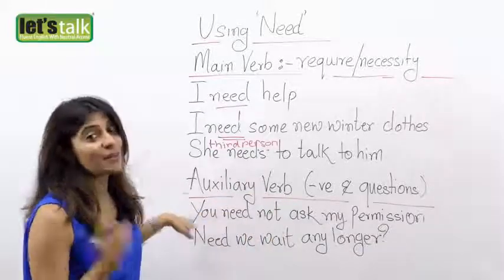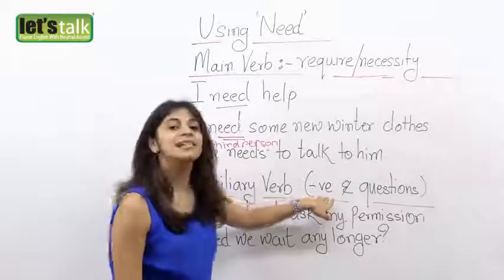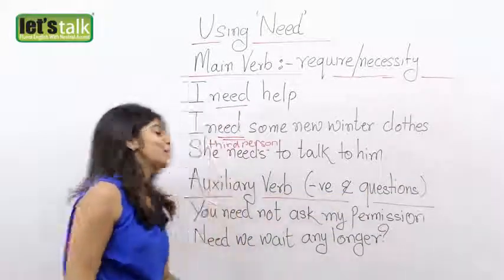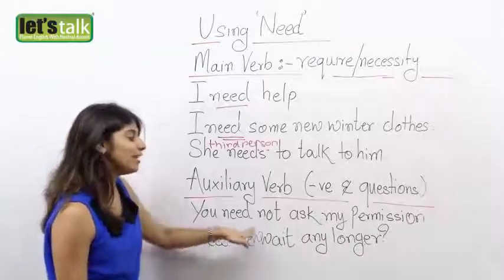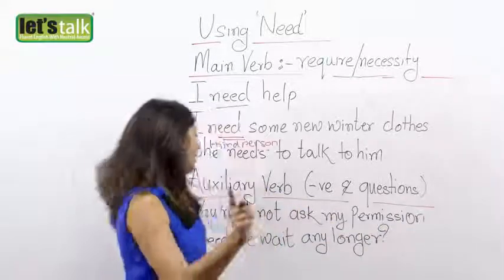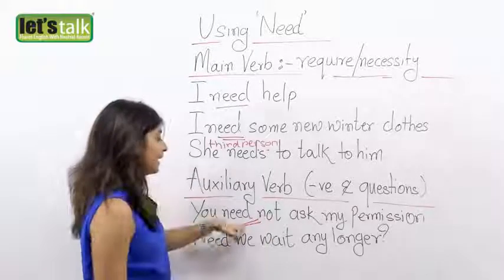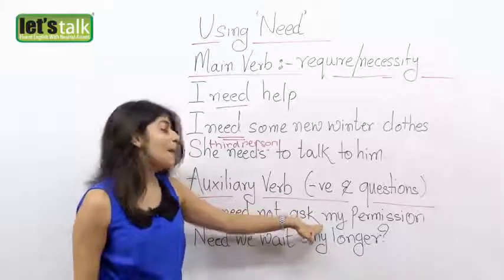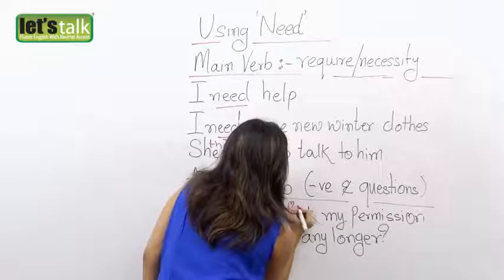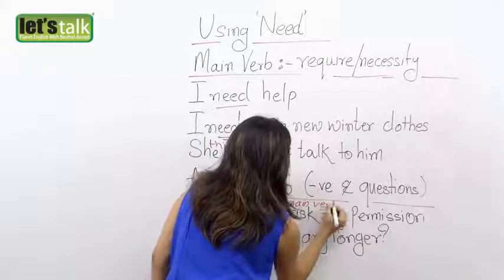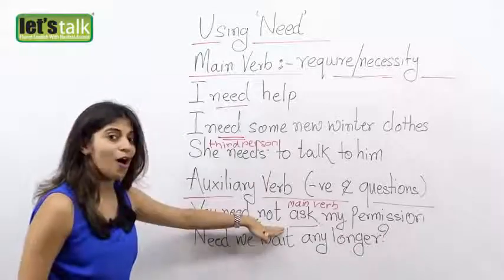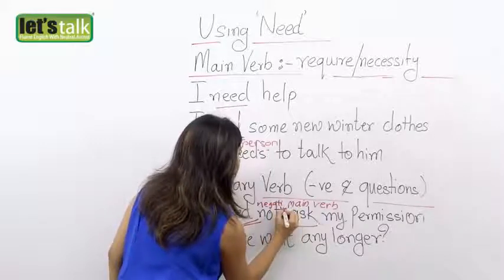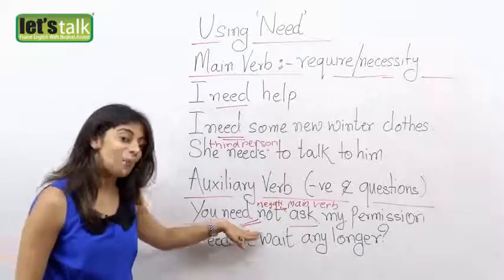Now, when need is used as an auxiliary verb, it is commonly used in negative sentences and also in questions. To explain this to you, we have a sentence here, you need not ask my permission. Here, need is a supporting verb to ask. Ask is your main verb, whereas not is your negative word. Alright, so need is here a supporting verb.